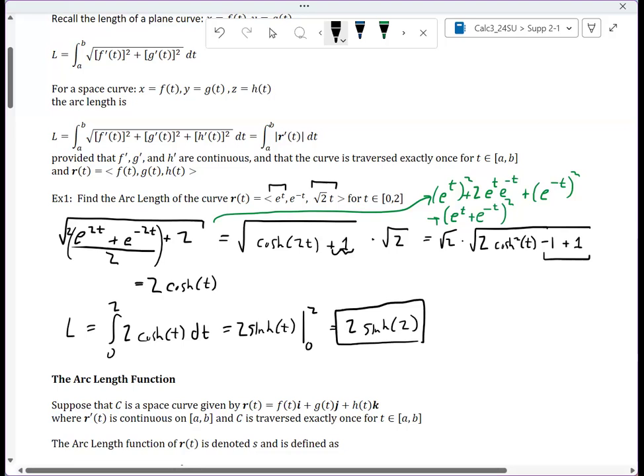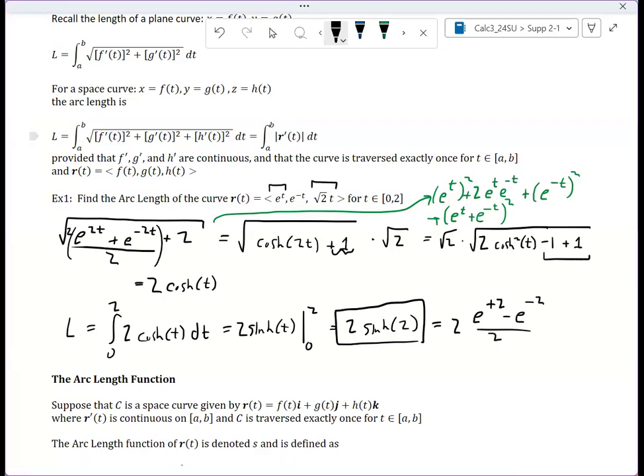And that's my answer. Or if I wanted to write it out, this would be 2 times e to the positive 2 minus e to the negative 2 over 2. These would divide out. So I have e squared minus e to the negative 2. I could write my arc length either way.